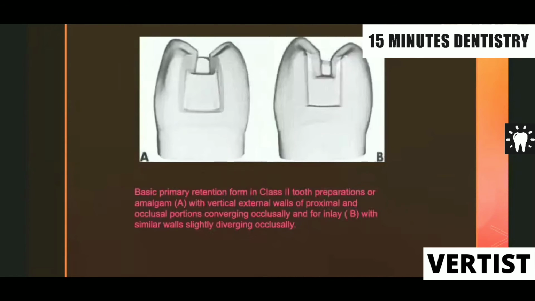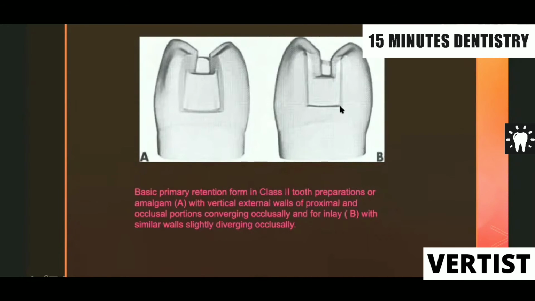So here you can see in a class 2 tooth preparation, the external walls, you can see the base floor of the cavity is divergent while they are converging occlusally. So that this becomes an undercut, right? But when you are doing an inlay, you cannot have converging walls. You have to have almost or near parallel walls.